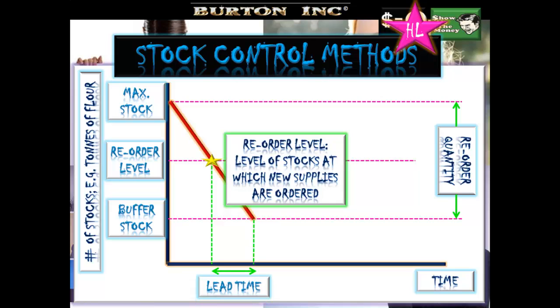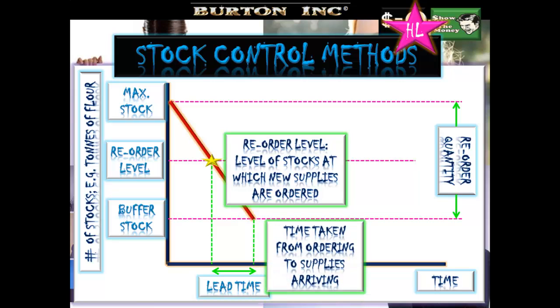Now we've got a lead time as well. We phone up our supplier. It takes time for that flour to be prepared and delivered to us. So that's called a lead time. And that time is the difference between the time we reorder, and hopefully the time when our new stock arrives. So the time taken from ordering to supplies arriving.